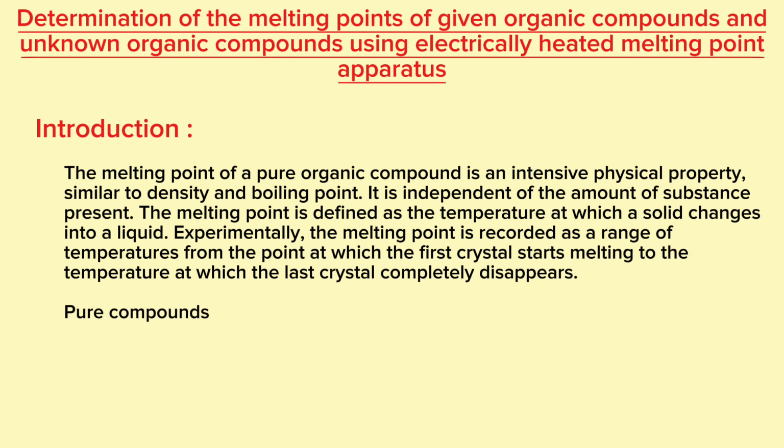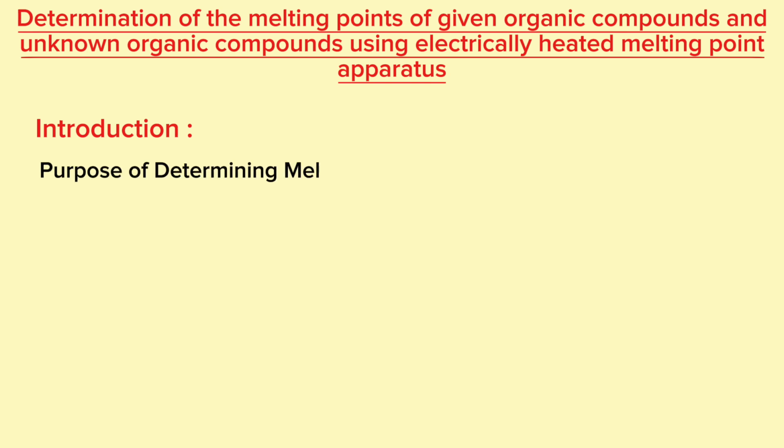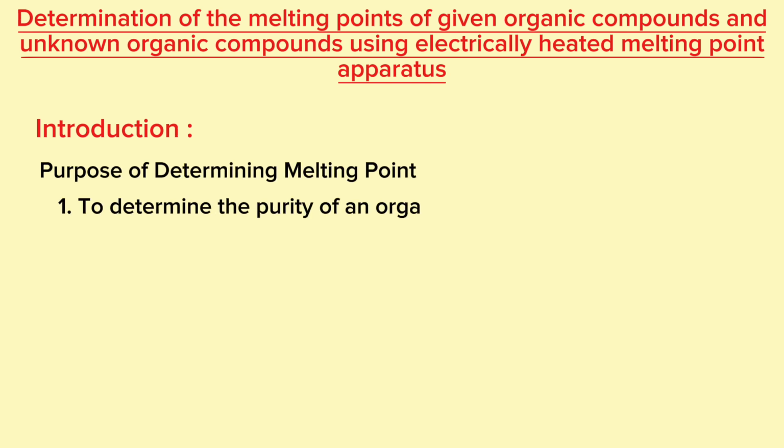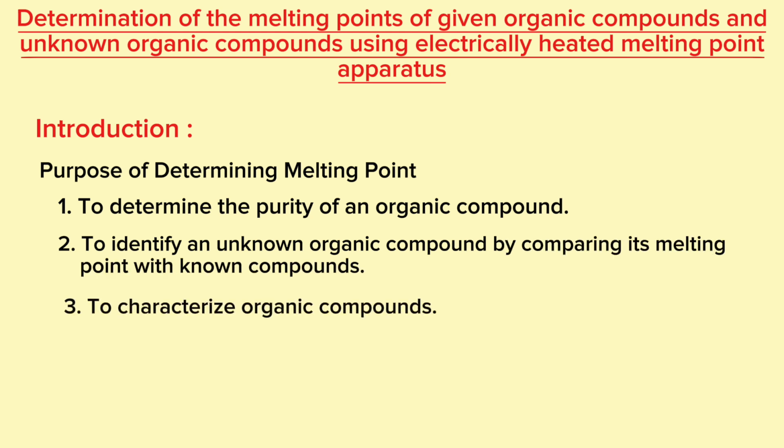Pure compounds melt over a narrow temperature range, whereas impure compounds melt over a wider range, and usually at a lower temperature. Purpose of determining melting point: to determine the purity of an organic compound, to identify an unknown organic compound by comparing its melting point with known compounds, and to characterize organic compounds.